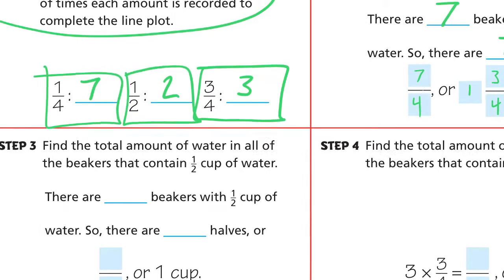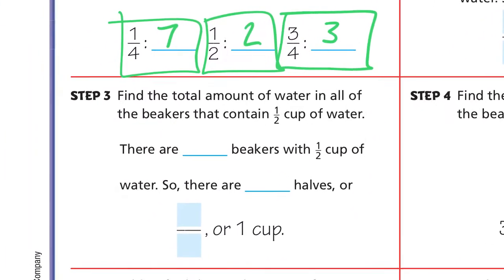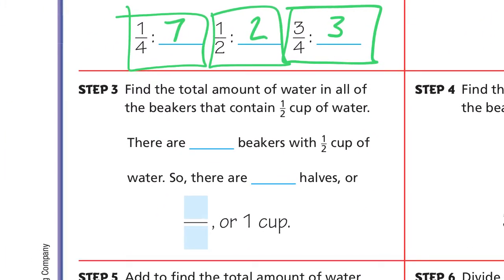Step 3 is going to be to find the amount of water in the half cups. So I believe there are 2 beakers filled with 1/2 cup. So there's 2 halves, so I'm going to write that as 2 halves. And 2 halves is 1 cup.